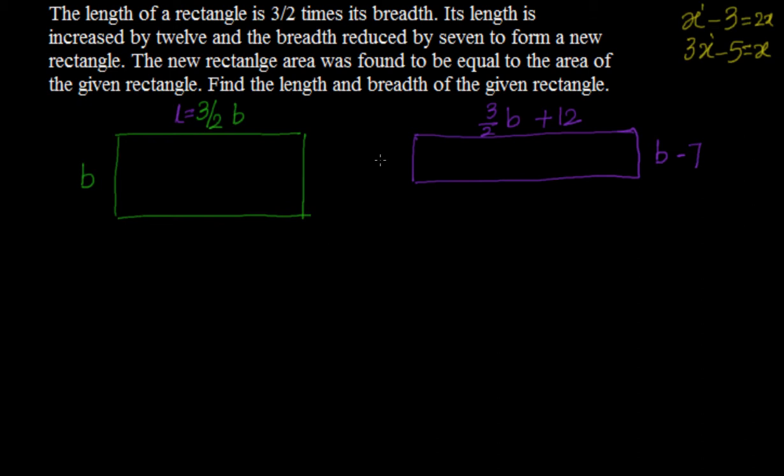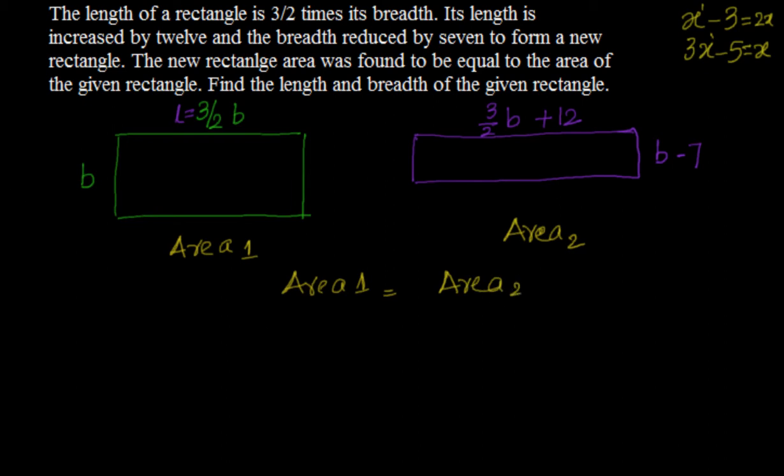Now we have found the dimensions of the new rectangle. We know the dimensions of the old rectangle. We have been given that the areas of these two rectangles are equal. That means if I find area 1 and this is my area 2, area 1 is equal to area 2, or the area of the given rectangle is equal to the area of the new rectangle.